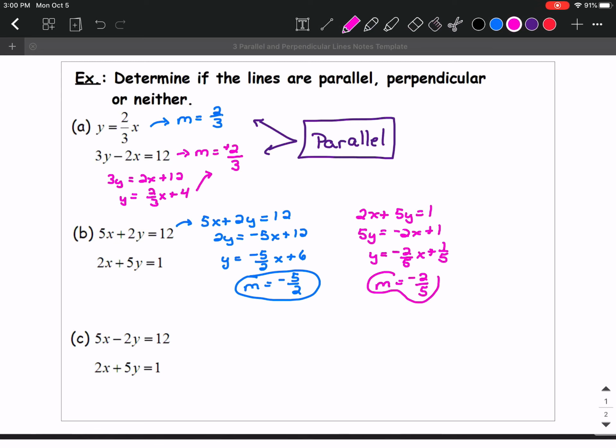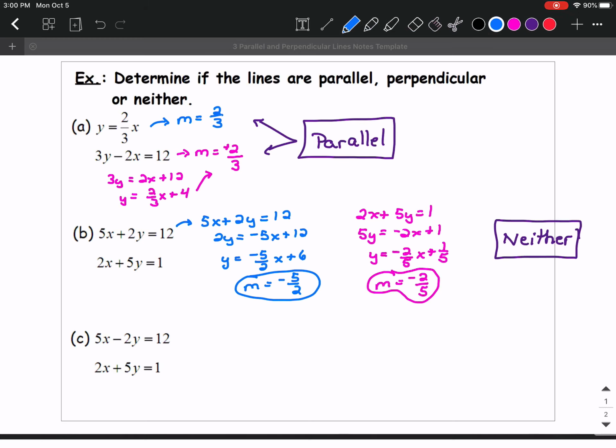These slopes are not the same. They are reciprocals, but they are not negative reciprocals. So these lines are neither parallel nor perpendicular. And let's look at the last pair.